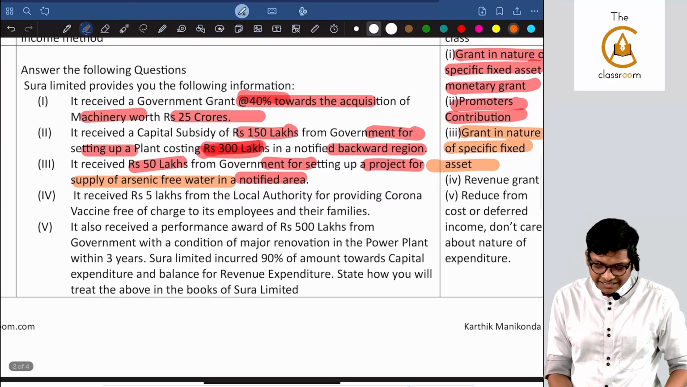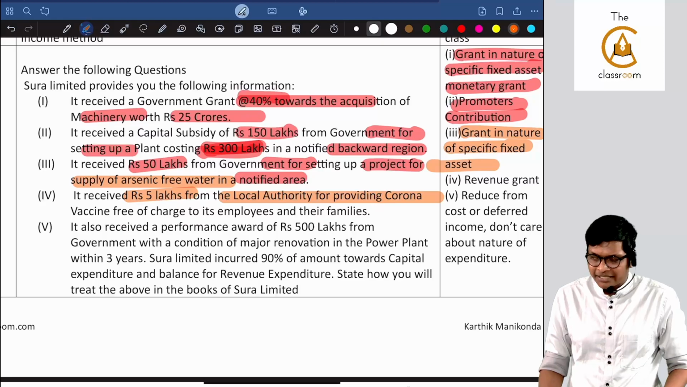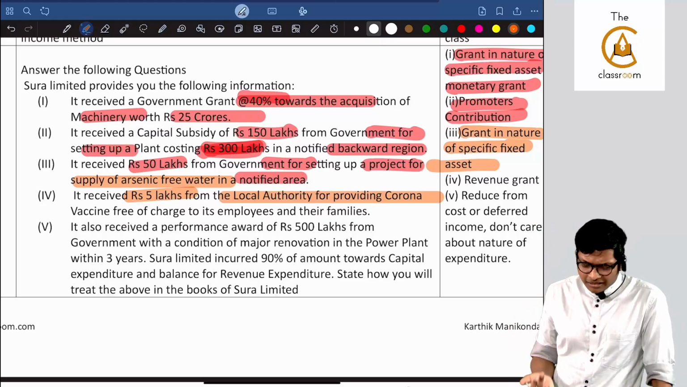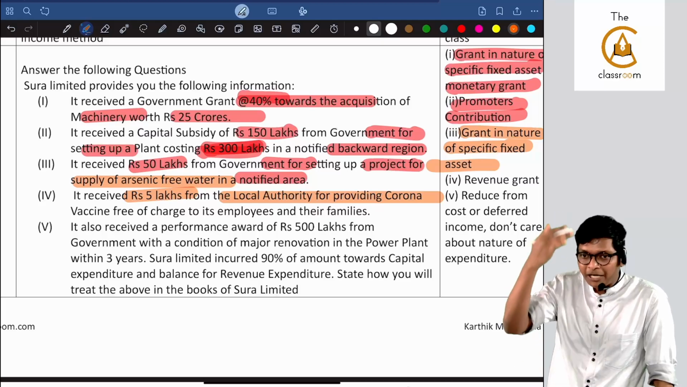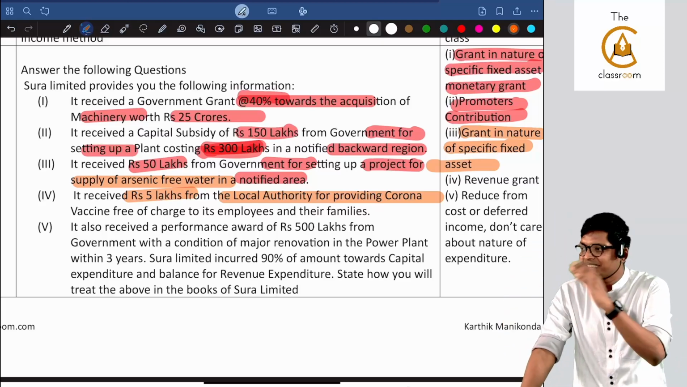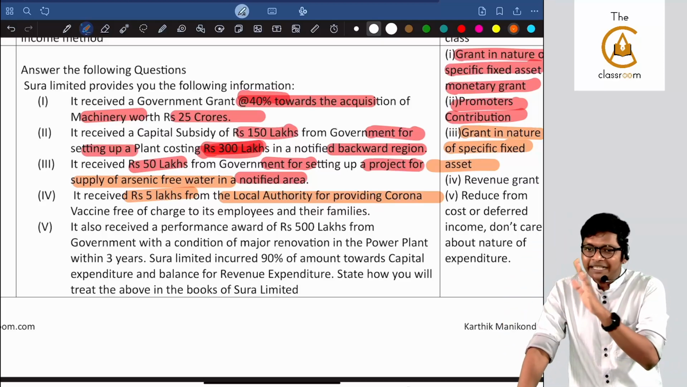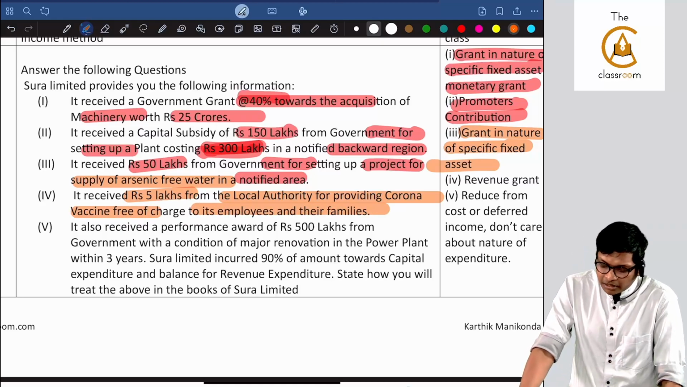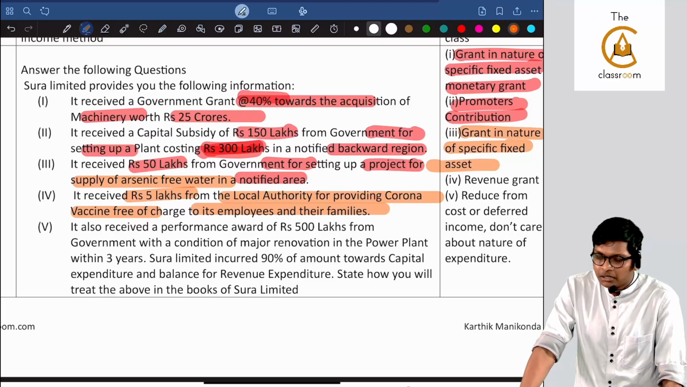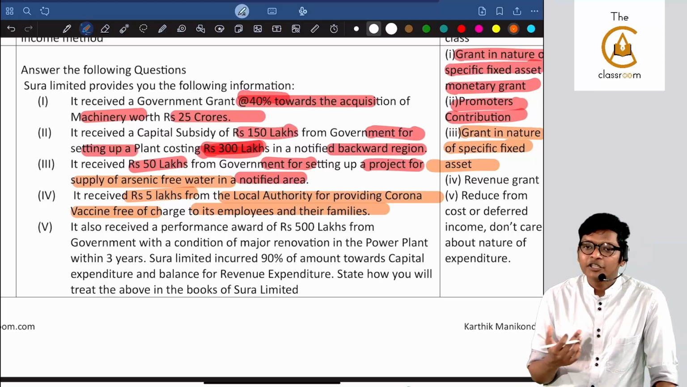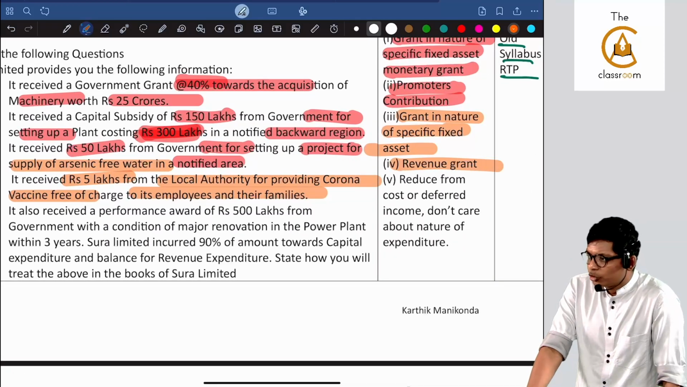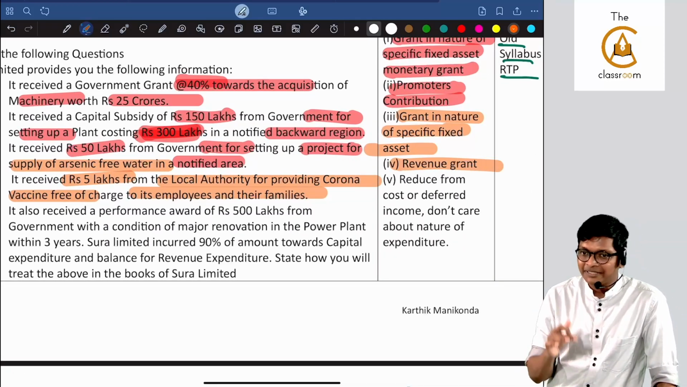Next. It received 5 lakhs from local authority. Included, yes. Why? Local authority is part of the definition of government. It includes central, state government, local authority, the government department and agencies. Okay. For providing corona vaccine free of charge to employees and their families. Now, this is what, guys? Revenue grant. It's an expense I am saving. So it becomes what, guys? Revenue grant. So basically an expense is reducing.